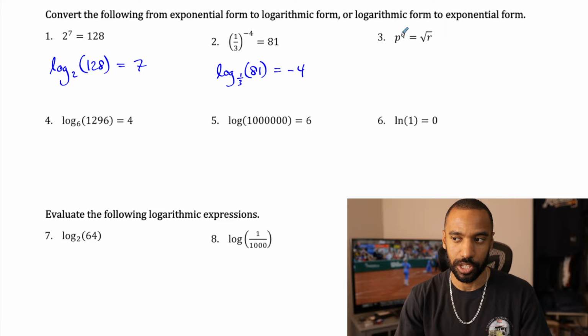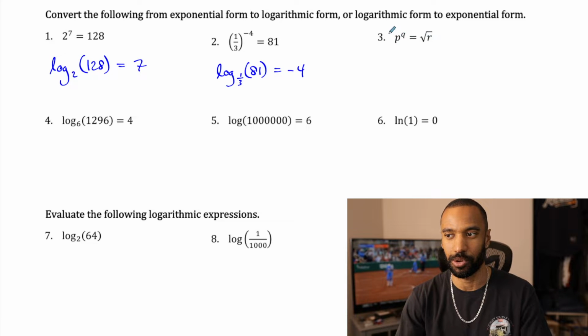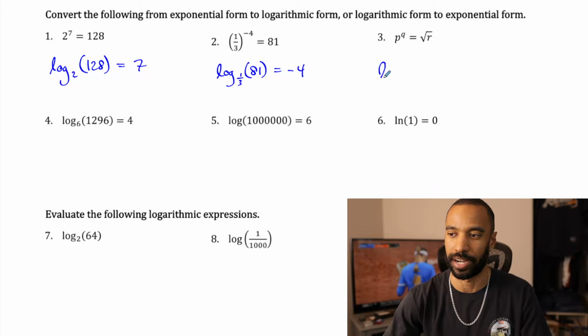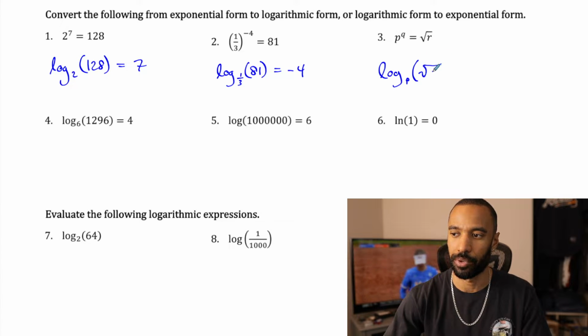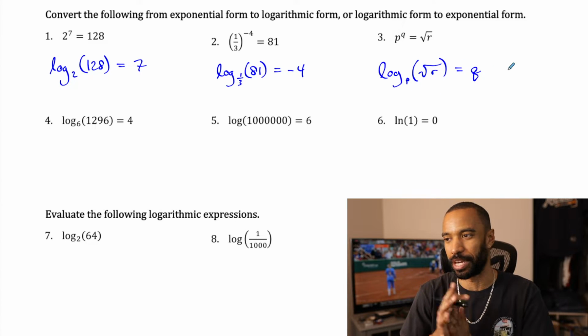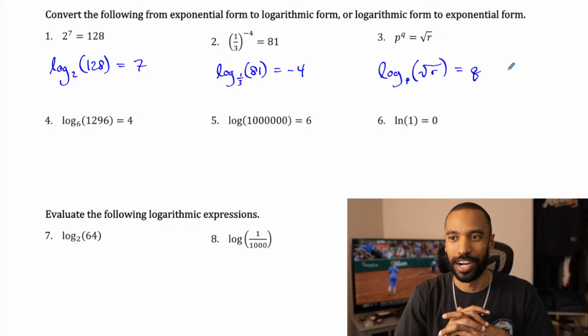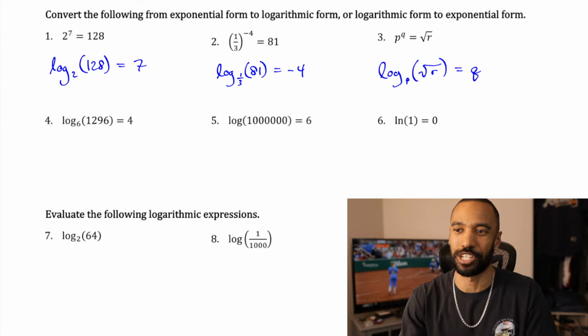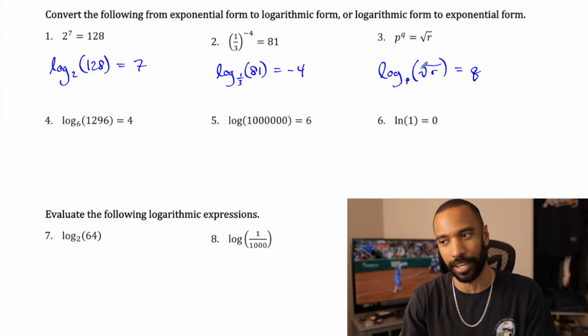Now over here, this one's a little bit different because there are no actual numbers here, but we can still write it out. Log base p of the square root of r equals q. And there are a lot of logarithmic properties we can talk about in the future when it comes to square roots inside of there. I'm seething at the teeth to start writing them out. But right now it's just converting to those forms.